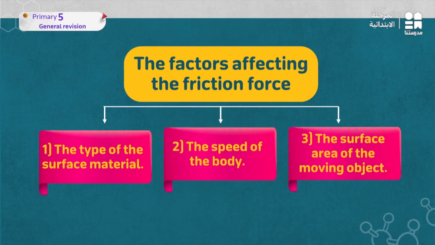طيب what about the third factor? The third factor that affecting the friction force which is the surface area of the moving object. Surface area اتفقنا when the surface area increases the friction force increases and when the surface area decreases also the friction force decreases. يبقى احنا كده افتكرنا the factors that affecting on the friction force.